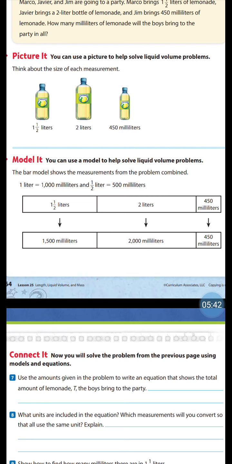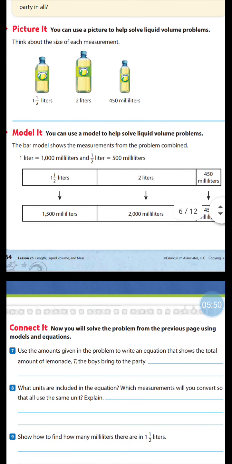Okay, so make sure the first thing you do in measurement, if you have different units, you need to convert them into the unit that they're asking you for, and then you can solve the problem from there.